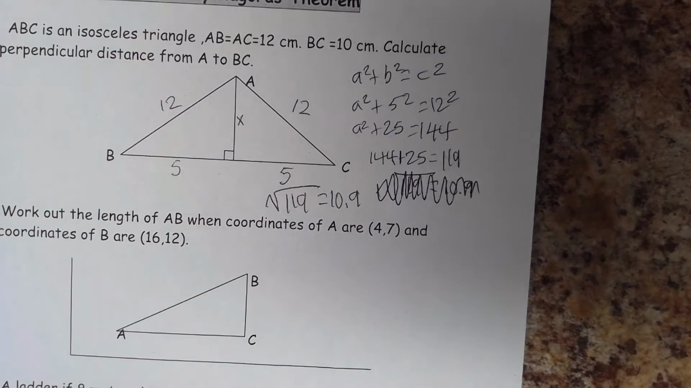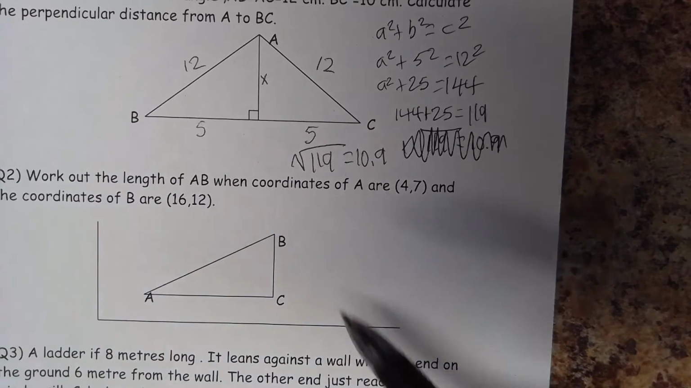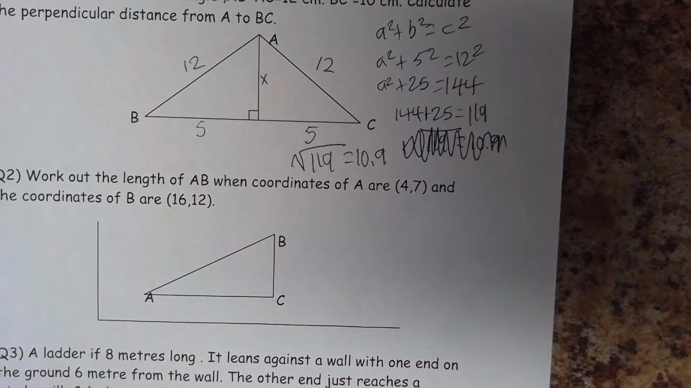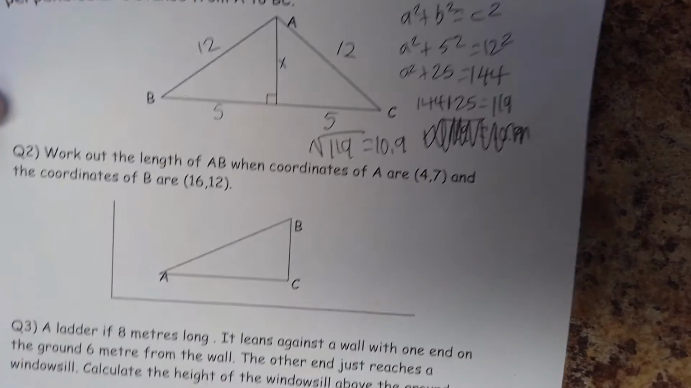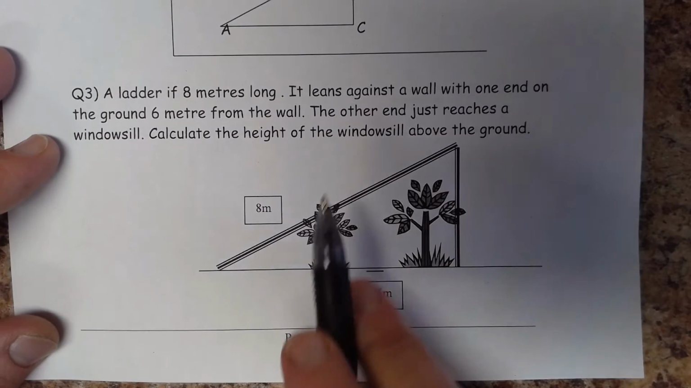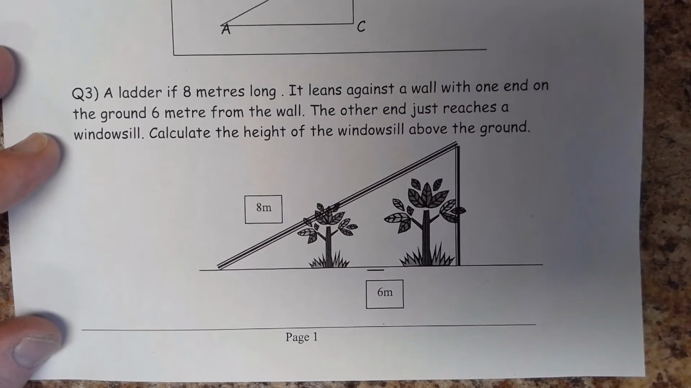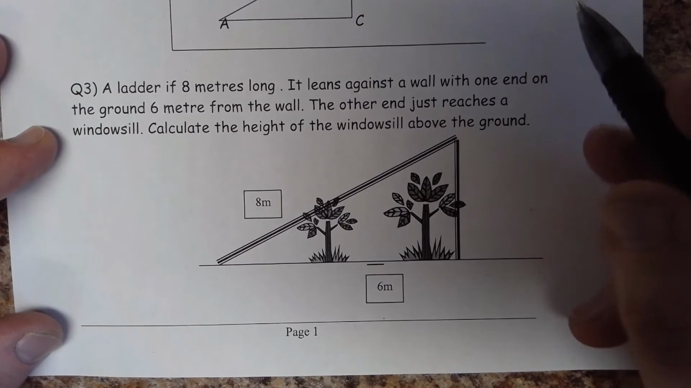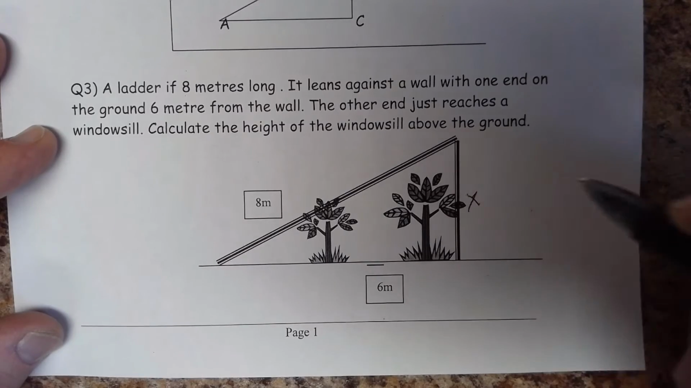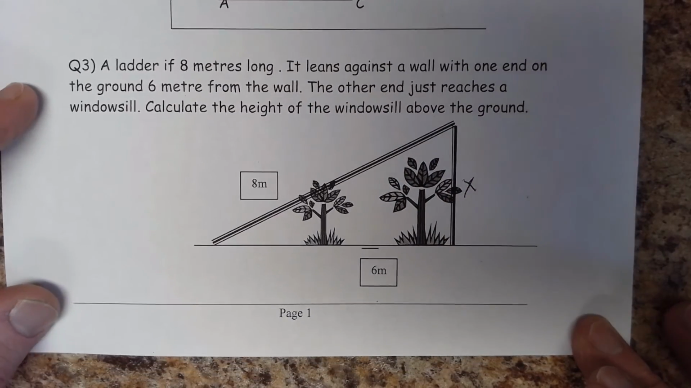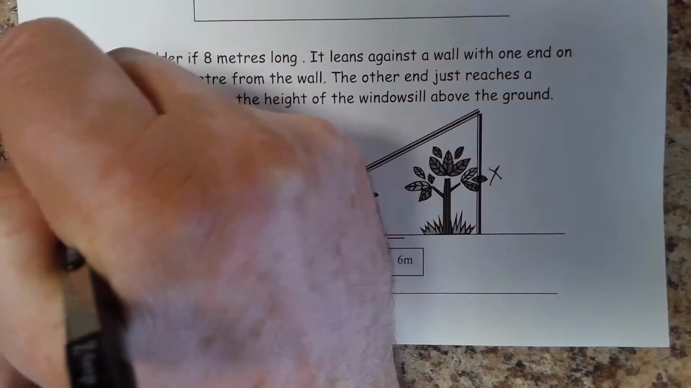I shouldn't have used this diagram, which makes me worry about the rest of the sheet, that it's just going to make things more confusing. Let's skip number 2 and do number 3. This is really intended to be just a refresher of Pythagoras. A ladder is 8 meters long. It leans against the wall with one end on the ground 6 meters from the wall. We want to calculate the height of the windowsill above the ground. That's here. I think this time it really is the short side. Let's hope so.